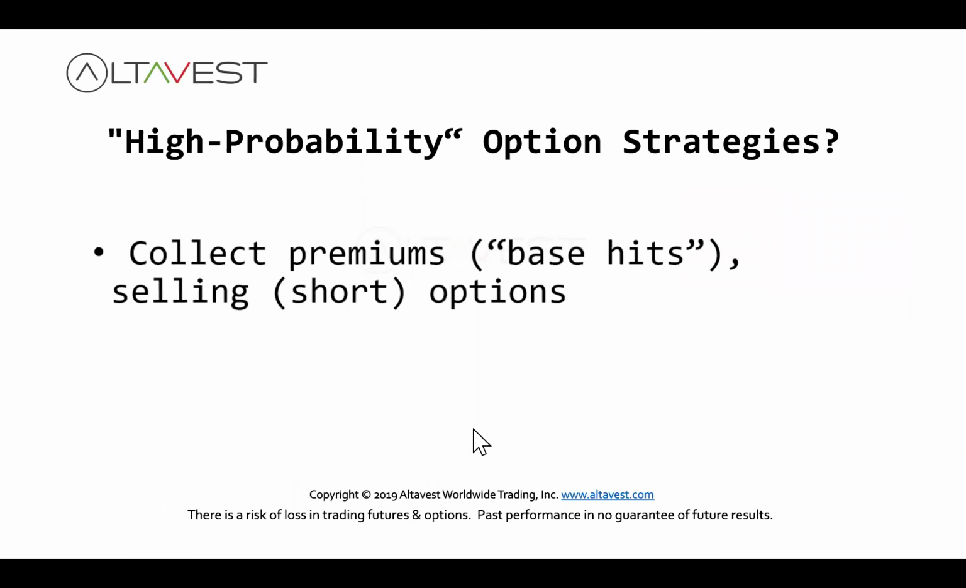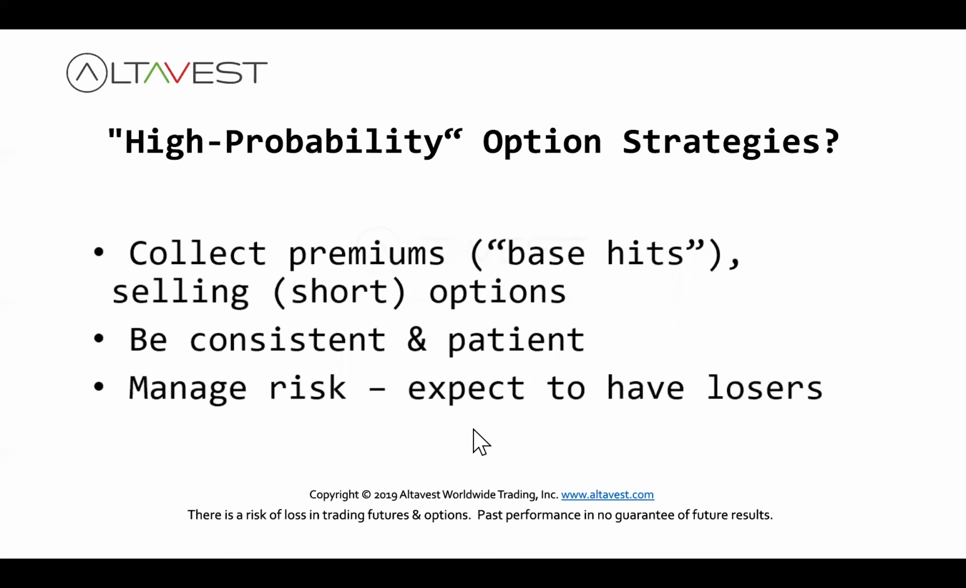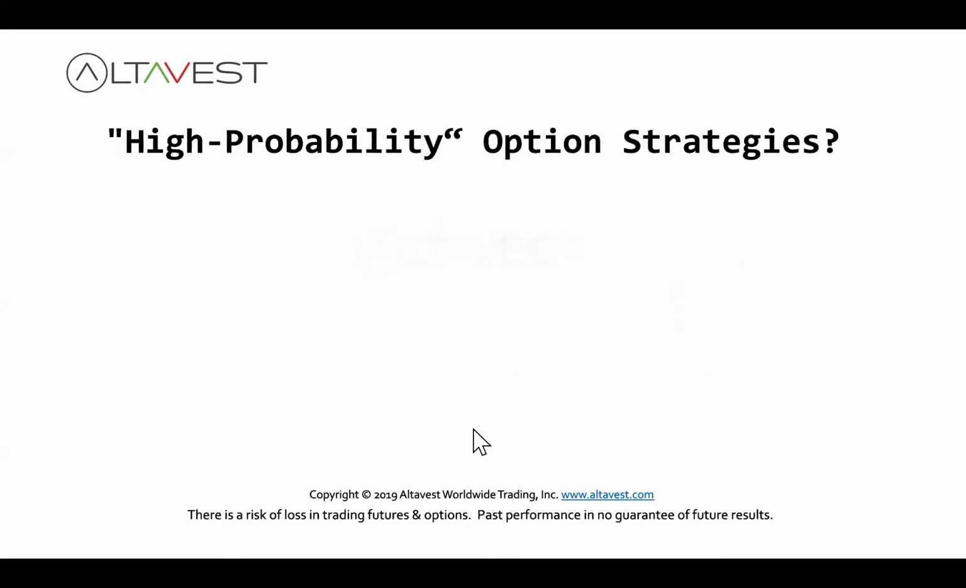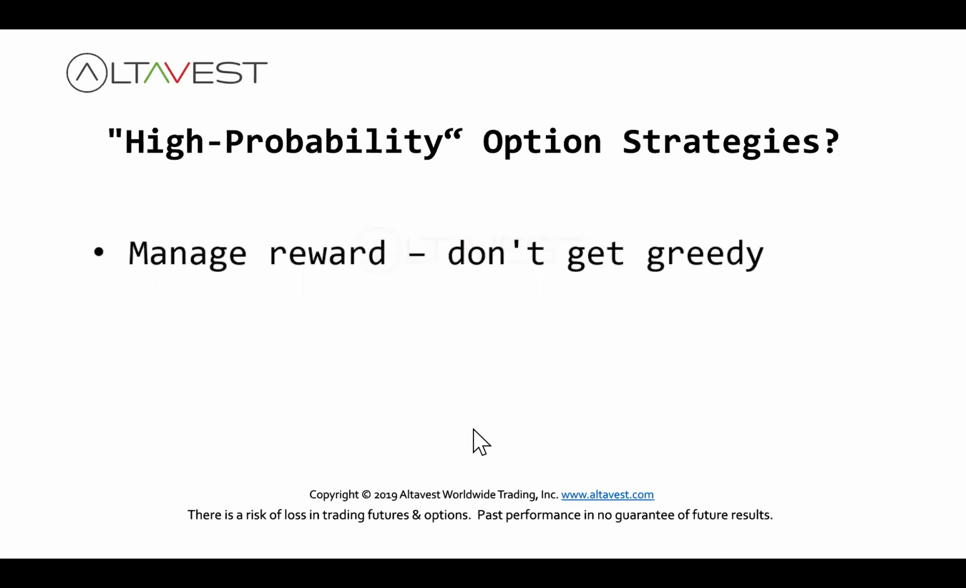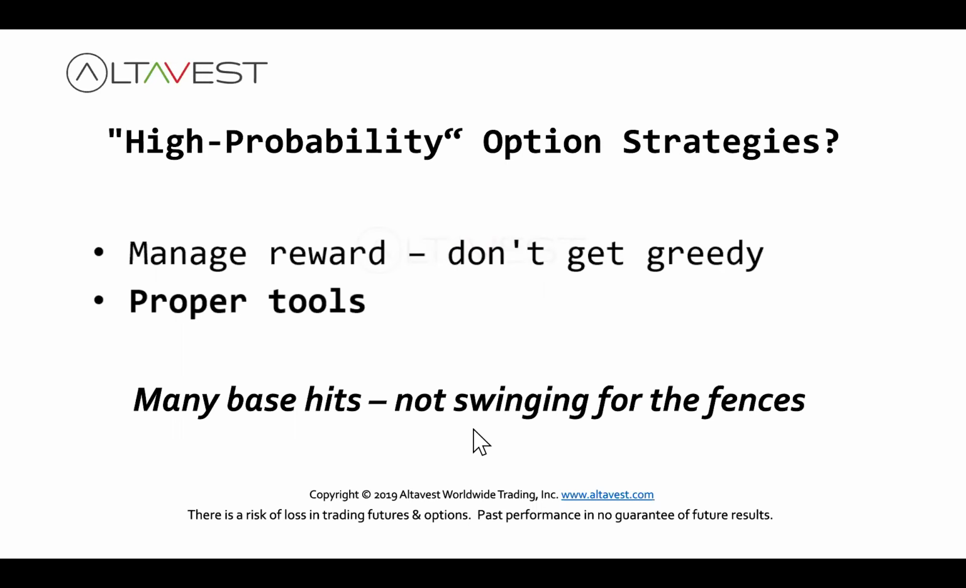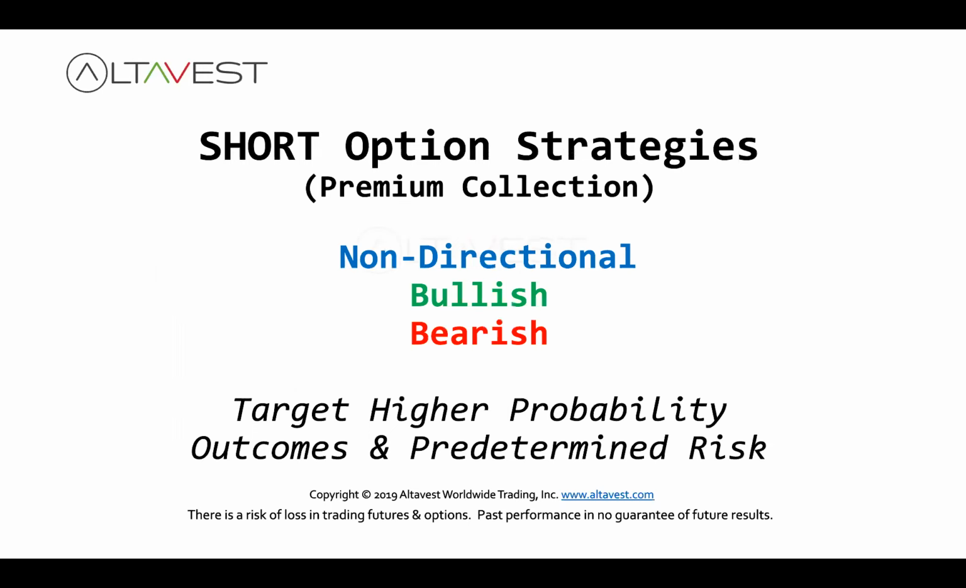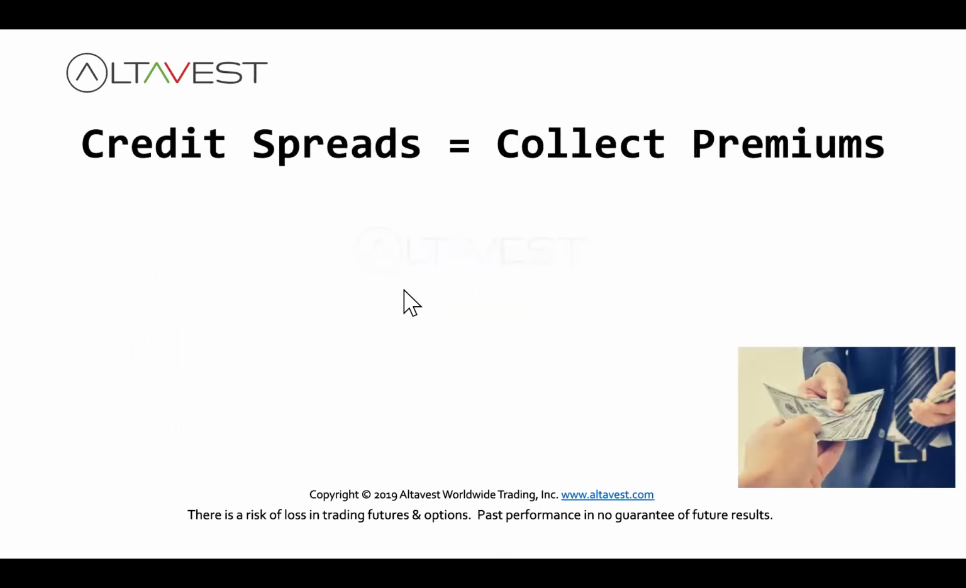So we're going to look at high probability option strategies where you're collecting premiums by selling options. You need to be consistent and patient, manage that risk, expecting to have losers, and then manage reward as well. That's just as important. You'll need the proper tools to make this all happen. In fact, it would be impossible, I think, for most people to do this on their own and without some sort of methodology and the proper tools. So we're going to look for lots of base hits, and we're going to look at premium collection. We're going to target these higher probability outcomes, and we'll look at credit spreads.